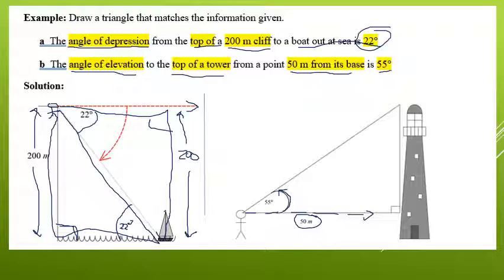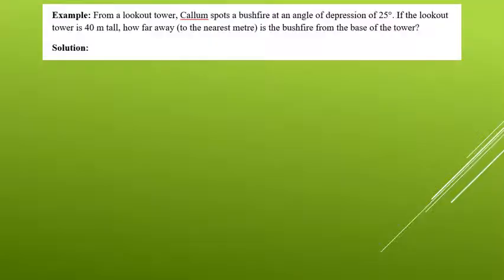Okay, on the next slide we should do an example. So let's read through this example and highlight the important information. It says here, from a lookout tower, Callum spots a bushfire at an angle of depression of 25 degrees. If the lookout tower is 40 metres tall, how far away, to the nearest metre, so we need to write our answer in the correct form, is the bushfire from the base of the tower?